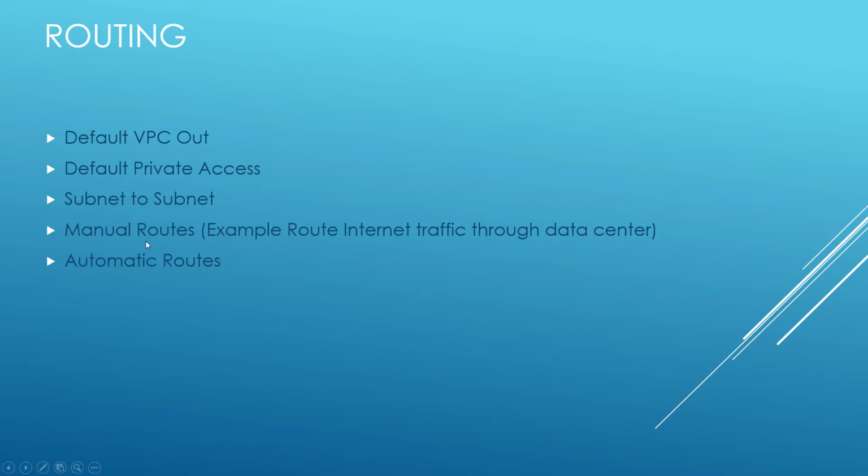In addition, you can have manual routes. For example, you don't want to use the internet access provided by Google. You want to route the traffic through your data center so you can utilize existing DLP controls and other controls. In that case, you can manually set up a route so that traffic goes to your data center first, then goes out. If you are using a cloud router, it is going to publish BGP routes automatically for you.